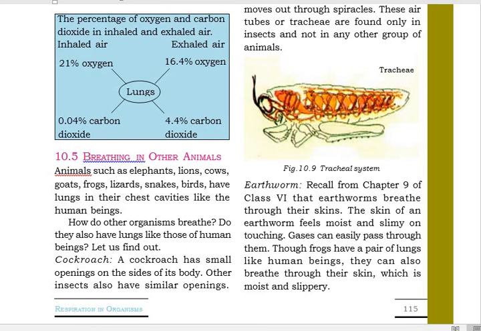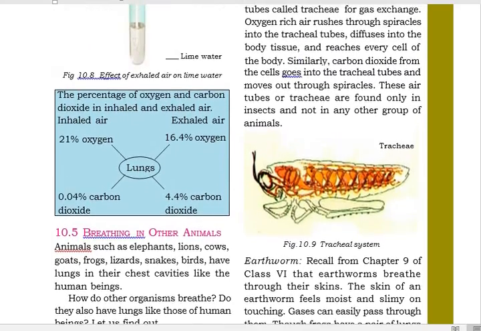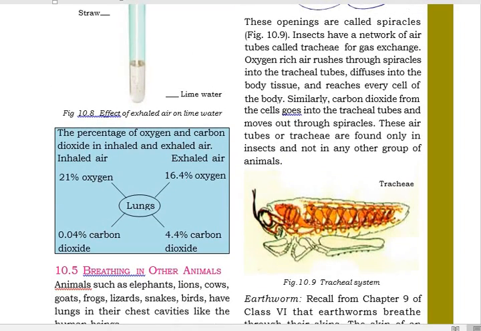Other insects also have similar openings. So you can see in this figure the cockroach having the tracheal tubular structure called trachea. These openings are called spiracles. So on both the sides there is a tubular structure which contains the openings. They are called spiracles. Insects have a network of air tubes called tracheae for gas exchange.